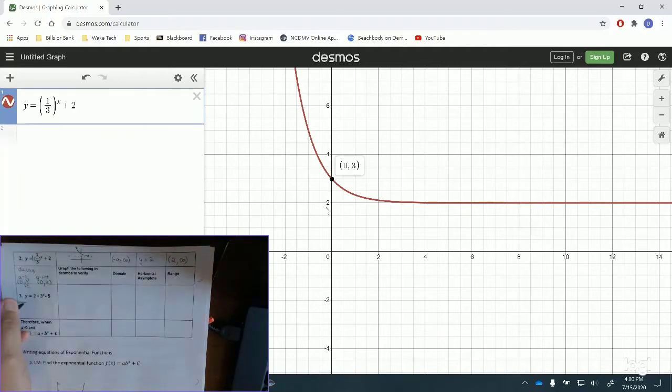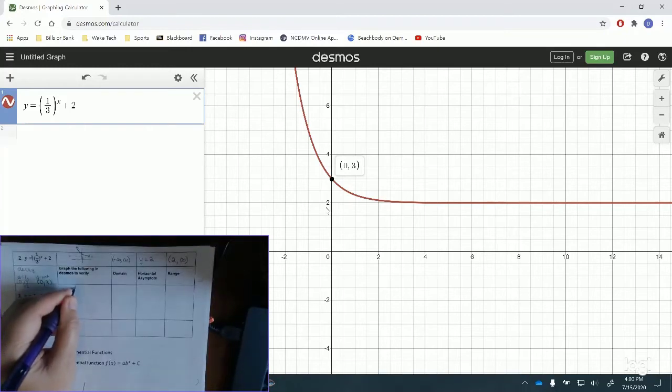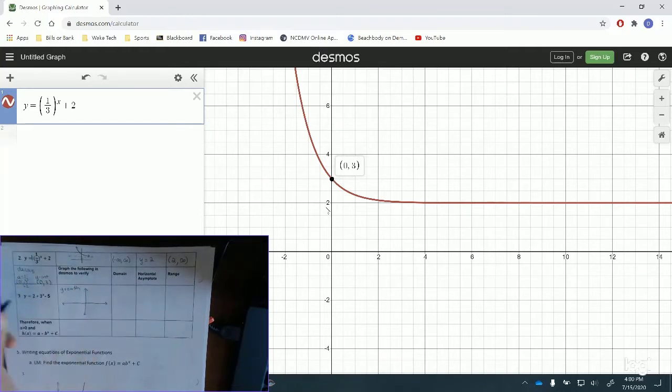Next one, y equals 2 times 3 to the x minus 5. Is this going to be growth or decay? That's going to be growth. What's the graph going to look like? Well, first let's think about that minus 5. That minus 5 is going to shift it down 5.